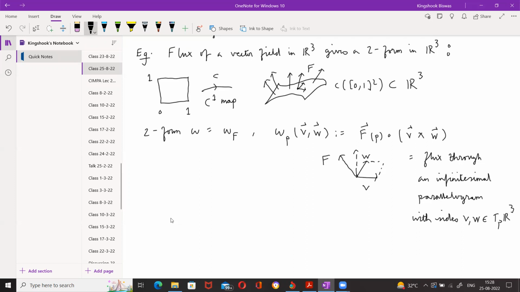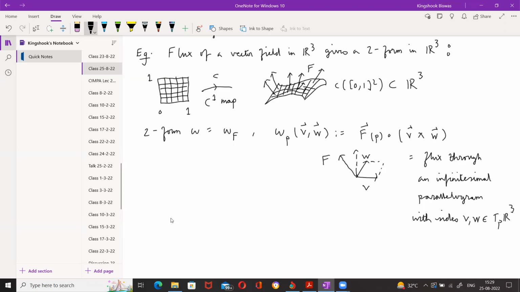What I can do is divide up my domain into very small squares. And now the images of these will be these very, very small parallelograms, right? Okay. And then I sum up the flux for each parallelogram, so what I'll get is an integral.